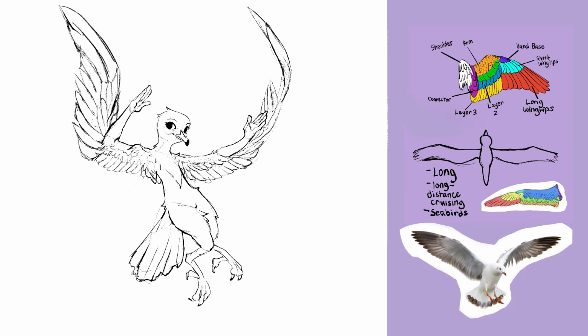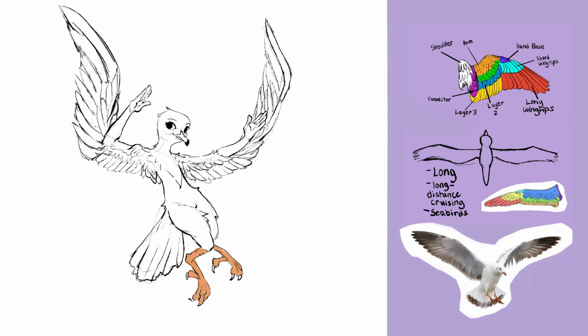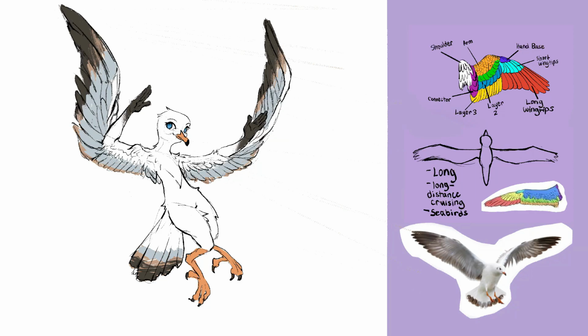For a believable wing, it is crucial that you make the feathers all different sizes. In general, the feathers at the wingtips will be the largest, and the feathers along the arm section of the wing will be the smallest.